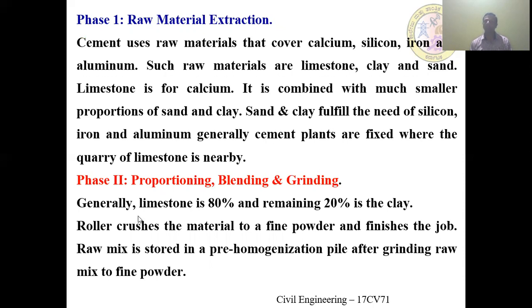Second phase is proportionate mixing as well as grinding and blending. Generally, limestone is 80% and the remaining 20% is clay. So the major contribution comes from limestone, nearly 80%. Rollers crush the materials into a fine powder. First, you grind it to a fine powder. The raw material is stored in pre-homogenization piles after grinding the raw mix to a fine powder.